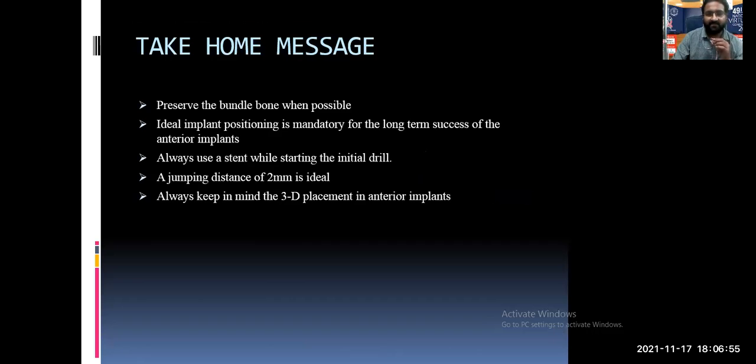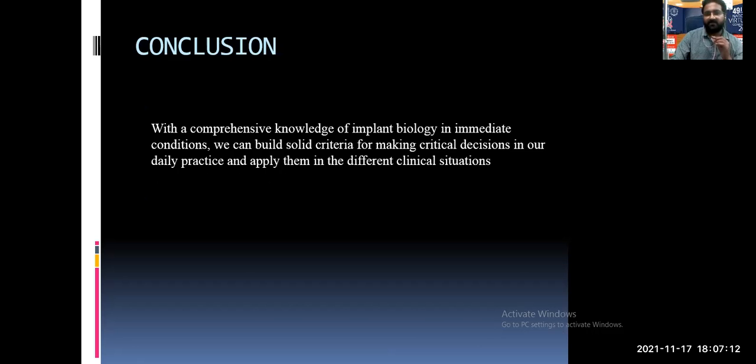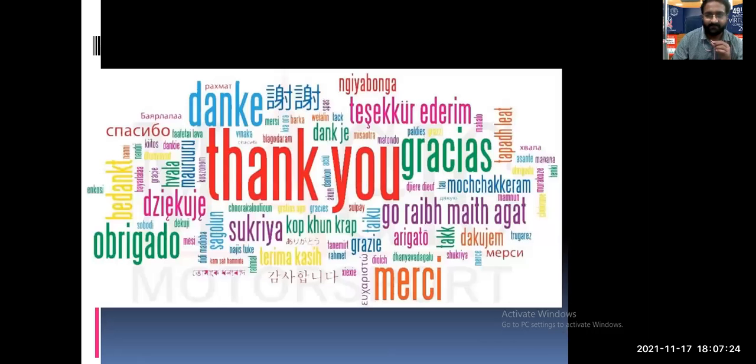So the take-home message is to preserve the bundle bone when possible. Ideal implant positioning is mandatory for the long-term success of anterior implants. Always use a stent while starting the initial drill. A jumping distance of 2 mm is ideal, and always keep in mind the 3D placement of anterior implants. With this, I conclude the comprehensive knowledge of implant biology in immediate conditions. We can build a solid criteria for making critical decisions in our daily practice and apply them in different clinical situations. Thank you.